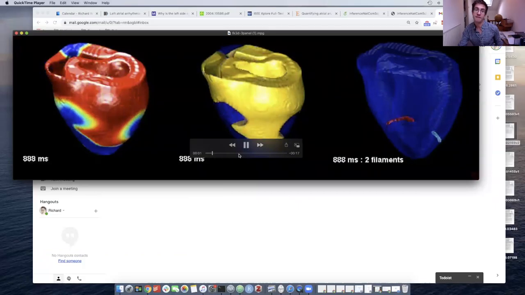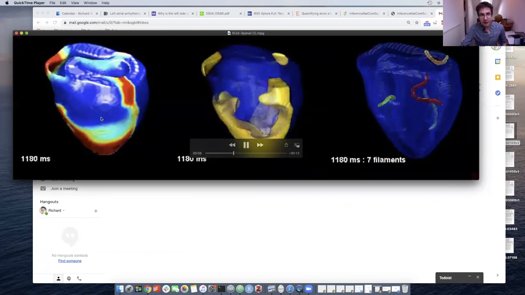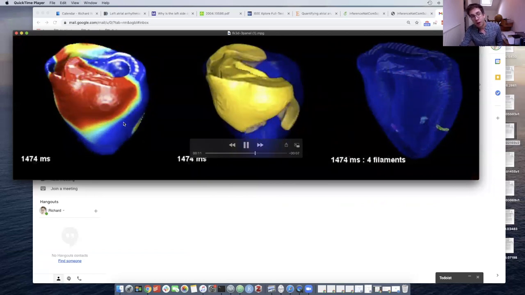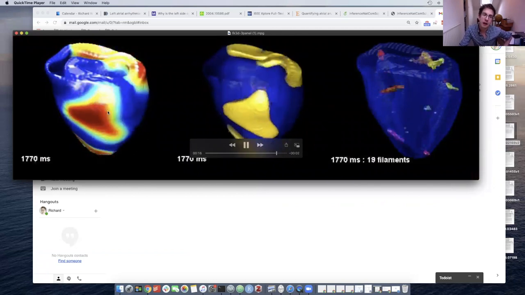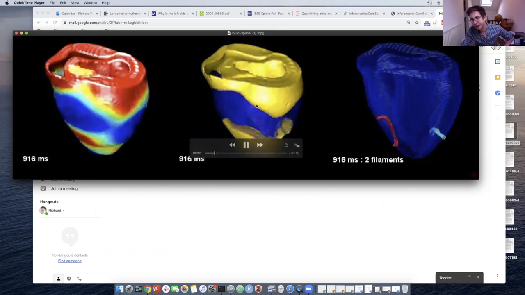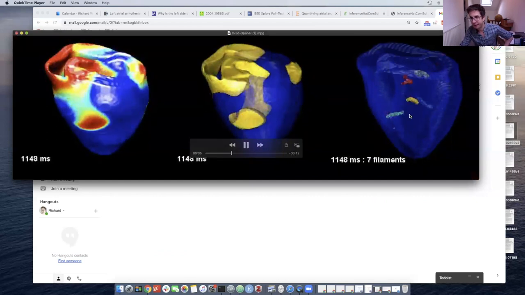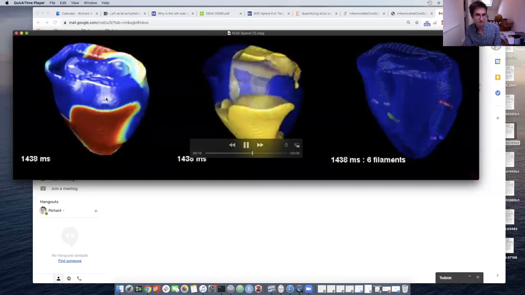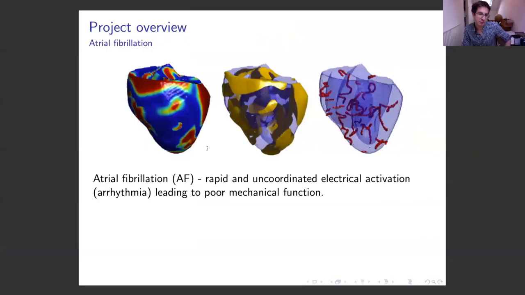I've got a simulation that Richard Clayton created here. This is of a rabbit ventricle, and this is in fibrillation. Instead of smooth electrical waves spreading across the surface of the heart, you've got these random-looking patterns that appear. On the left, you've got the electrical activation on the surface of the heart. In the center, you can see the interior of the tissue. On the right, you've got the lines of phase singularity around which the rotating waves rotate. This is actually ventricular fibrillation, but we're interested in atrial fibrillation.